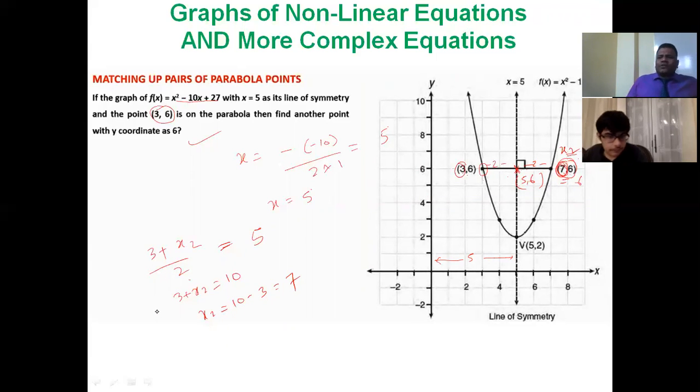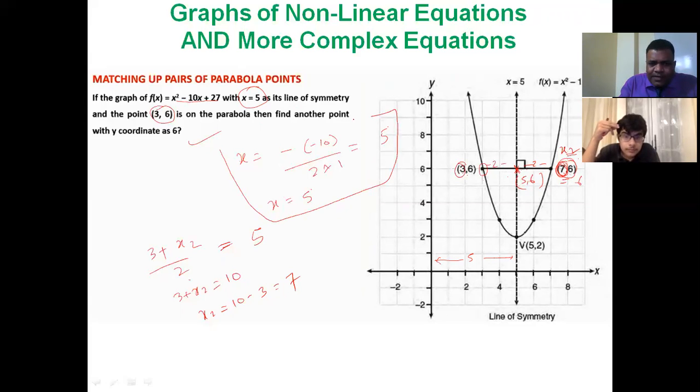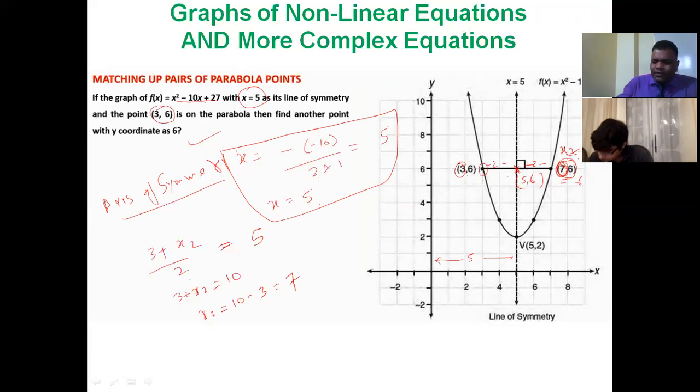In this question, the axis of symmetry is already given. What I'm trying to say is, even if it is not given, we can calculate it. You can see I already calculated it. If you know the equation, we can calculate the axis of symmetry. In this, it is given, but even if it is not given, we can calculate.